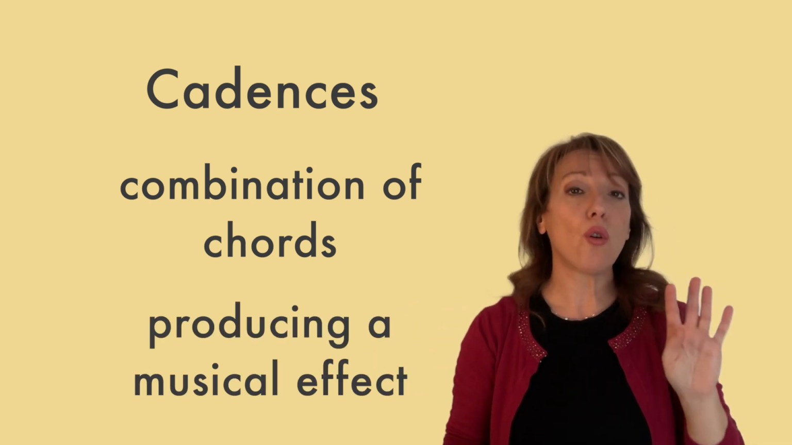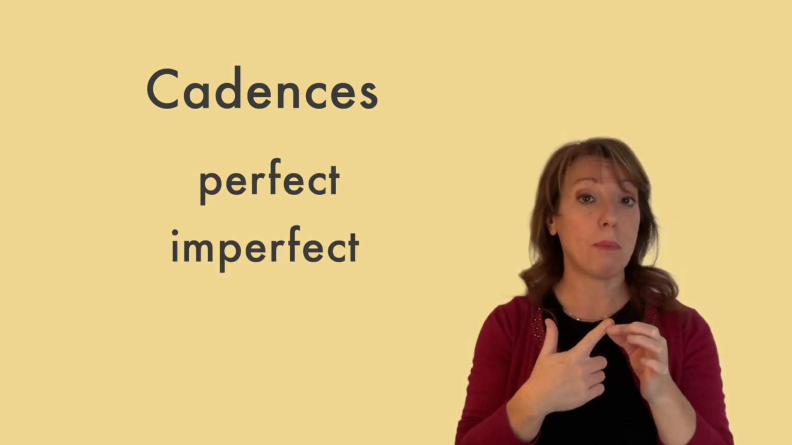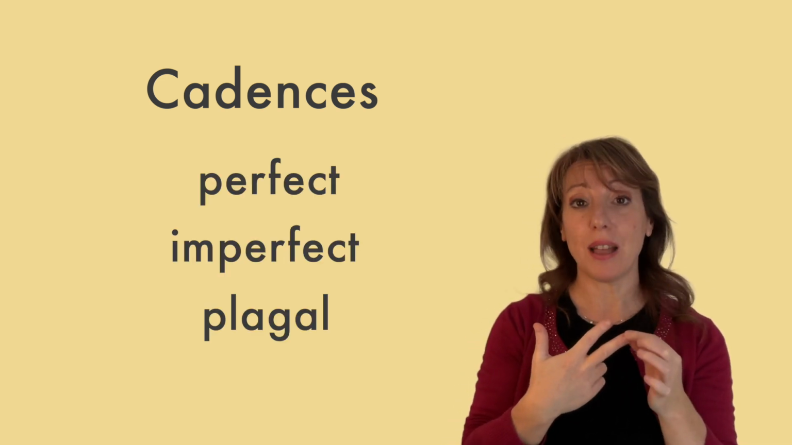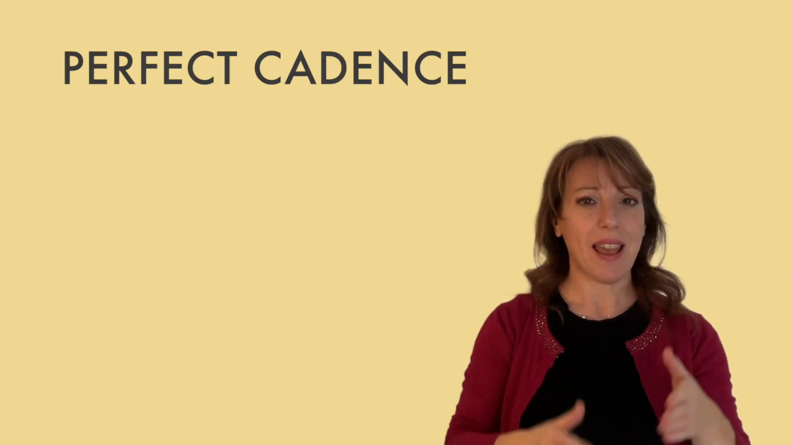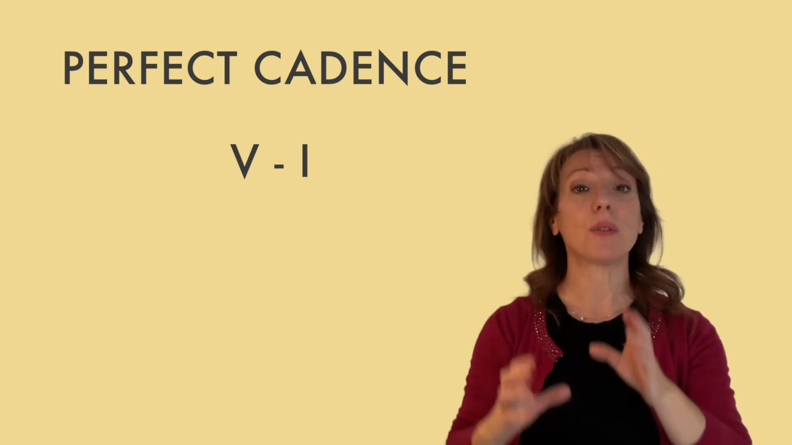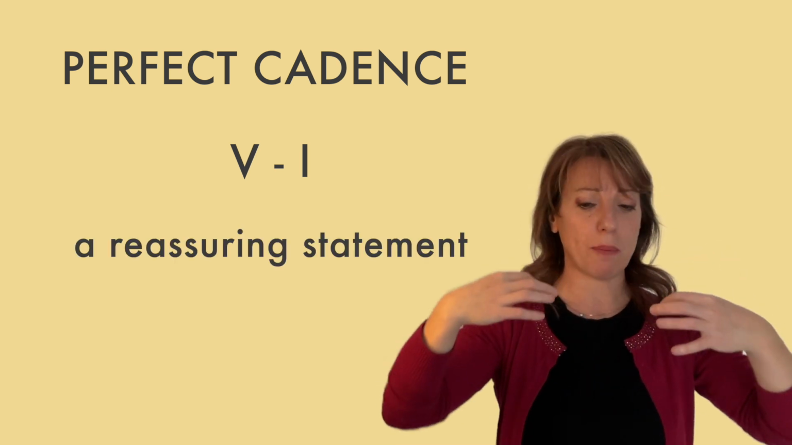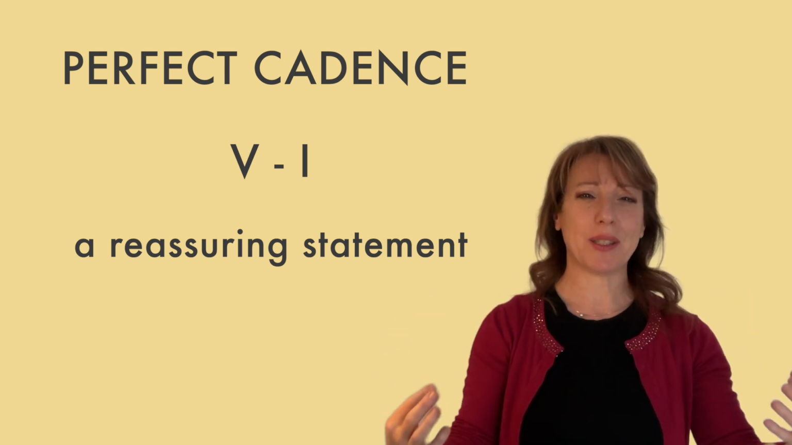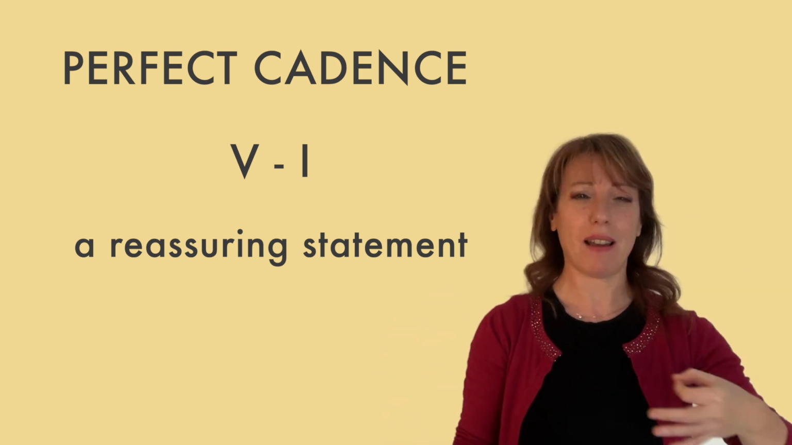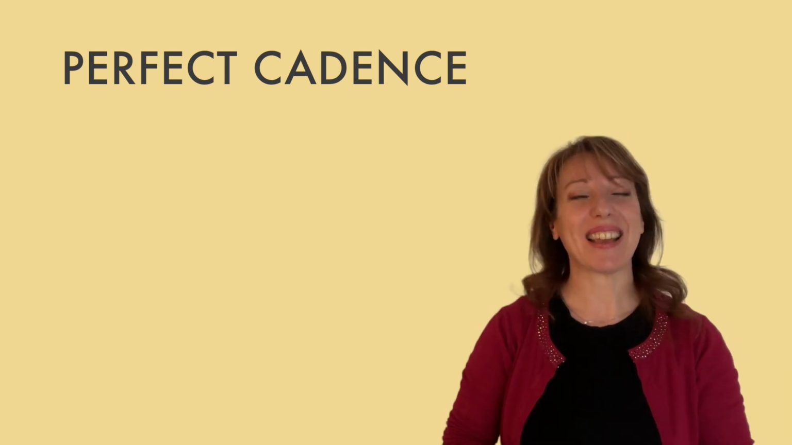We have 4 main cadences, and they are perfect, imperfect, plagal, and interrupted. The perfect cadence is 5-1. It's the sequence chord 5 followed by chord 1. It has a sense of a bold statement, bright out, and it gives us the statement that that is the key and no one can tell you otherwise. Listen to this.